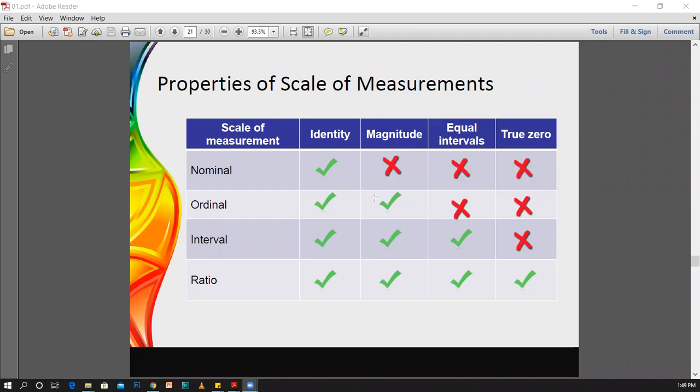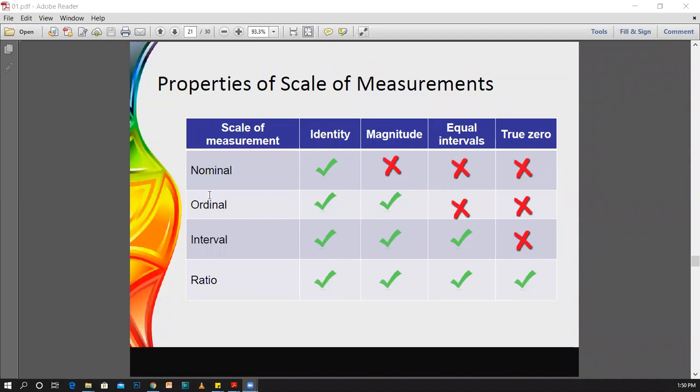But for the ordinal, you have a magnitude. Once you compare A plus with A, then you can say that A plus is higher than A, or A minus is lower than A. Then interval also has magnitude. Ratio also has magnitude because you have quantitative values. And for the nominal and ordinal you do not have equal intervals.